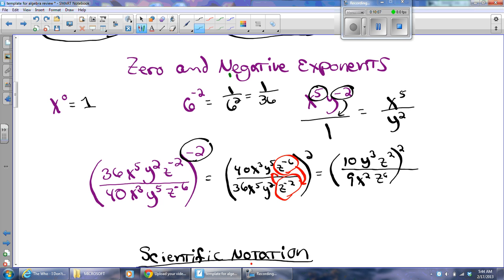I haven't done that. I actually have one more simplification step. The z's moved, but they didn't simplify. So I'm going to have 10y cubed and a 9x squared. Now I'm going to do my z's. A z squared over z to the 6th, well, that'd be like this.